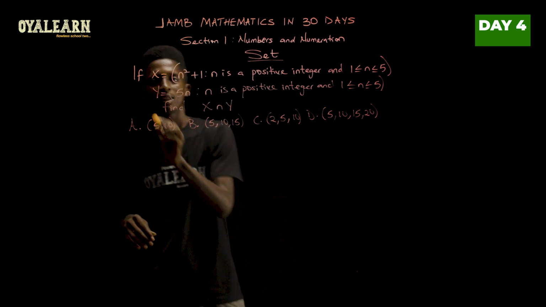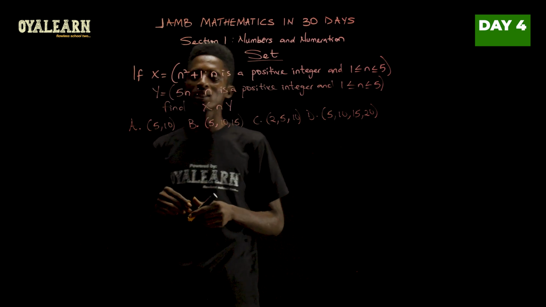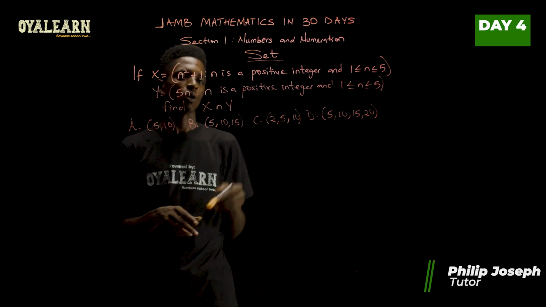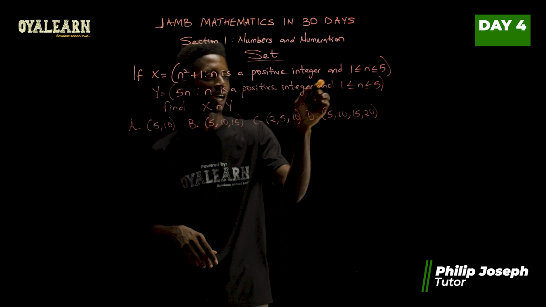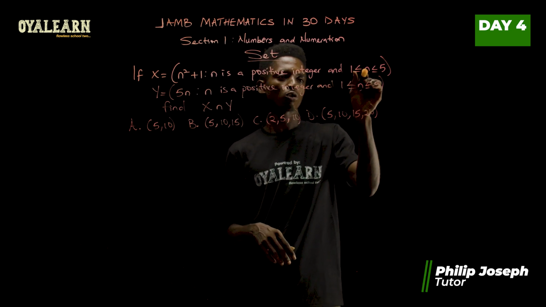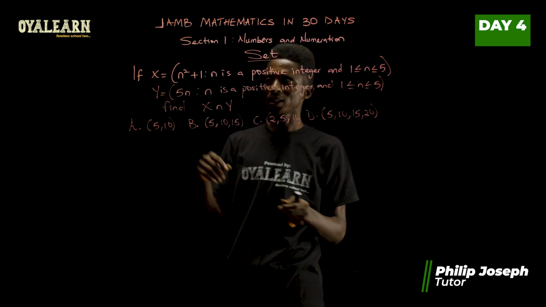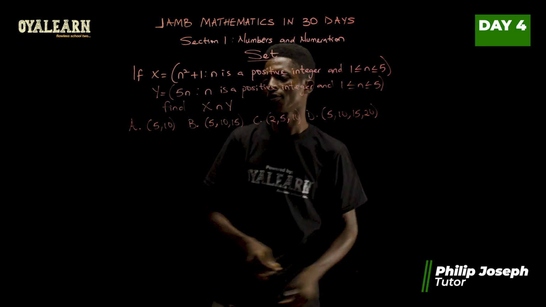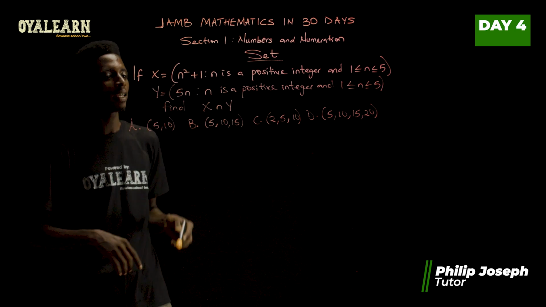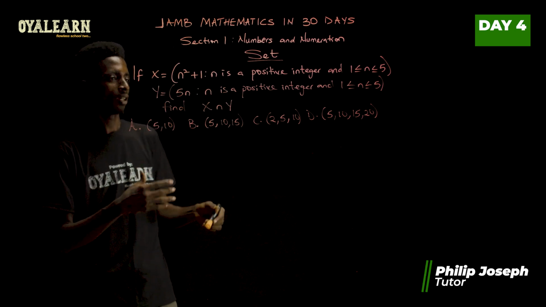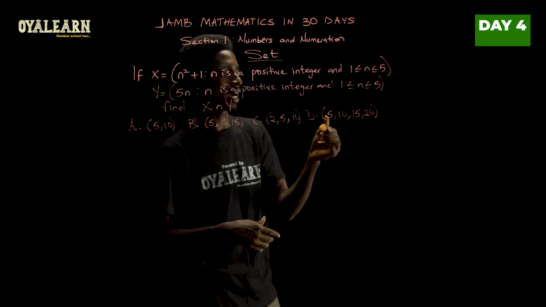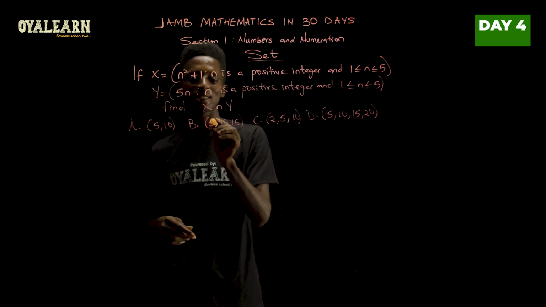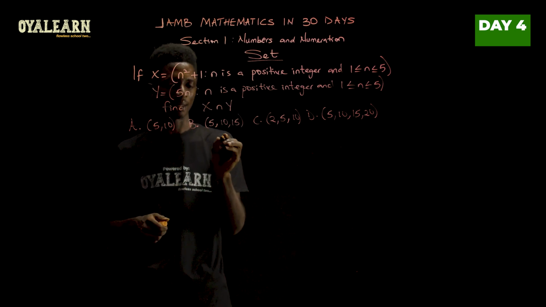This question says, if x is a set such that its subsets are represented by n squared plus 1, where n is a positive integer and 1 is less than or equal to n, less than or equal to 5. That is, the values of n range from 1 to 5. And then y is represented by 5n, where n is also a positive integer that ranges from 1 to 5. Now let's find x intersect y.